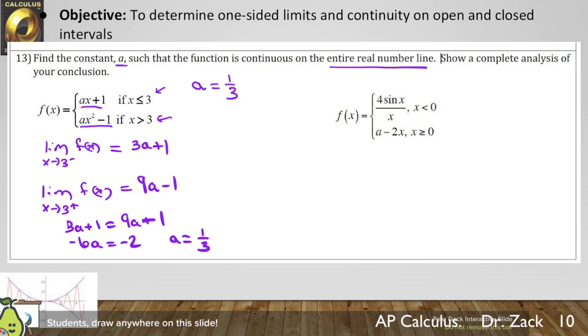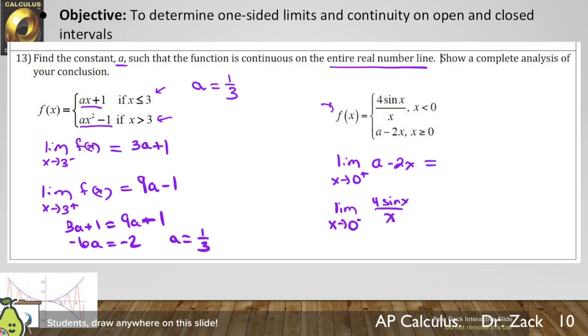Now we're going to do something similar for our second function. Notice that lovely sine of x over x. That's going to make things way more interesting. So we take the limit as x goes to 0 from the right-hand side of our function, and the right-hand side of the function is going to be a minus 2x. And then we'll find the limit as x goes to 0 from the left side of the function, and that's going to be your 4 sine x over x.